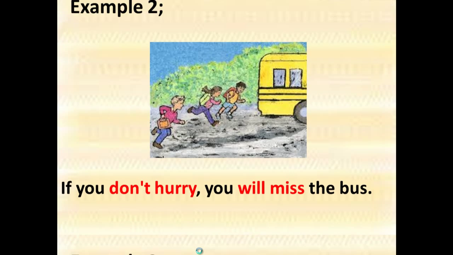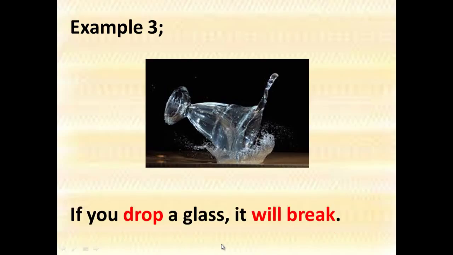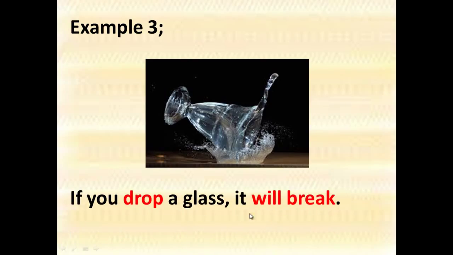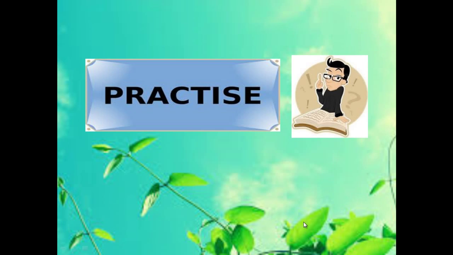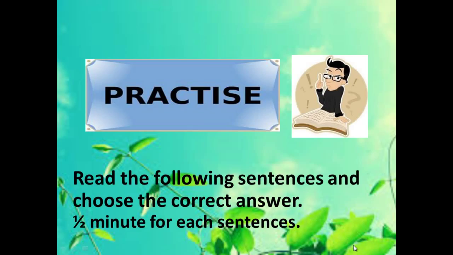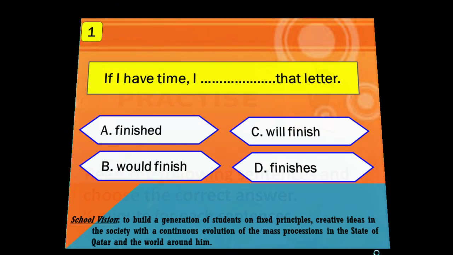Okay, example number 3 here. If you drop a glass, it will break. If he drops a glass, it will break. Will break, future simple tense. Here, present simple tense. Okay, now your turn. Here in practice, you have 5 other sentences. You will choose the correct answer. You have 30 seconds, half a minute for each sentence. Okay, ready? Start. Number 1.